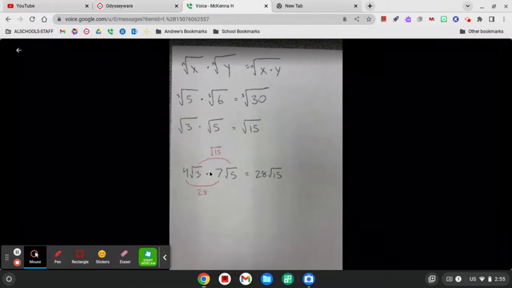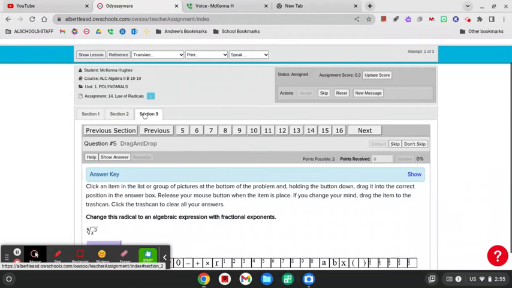Same thing here. The whole number 4 and the whole number 7 were just regular old numbers. We can multiply those like regular old numbers. 7 times 4 is 28, and that's the answer. Okay, so that's the first two, 2 and 4.